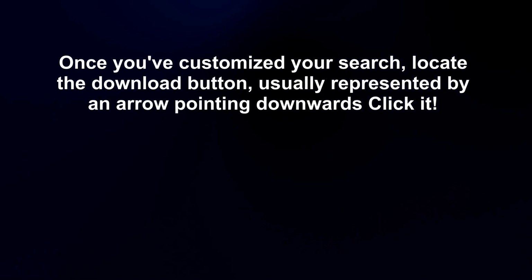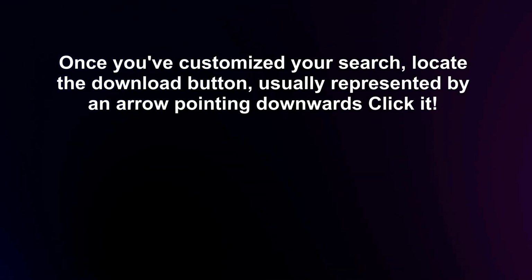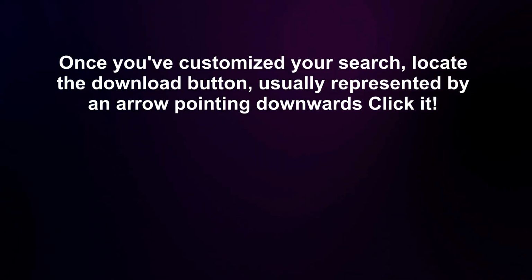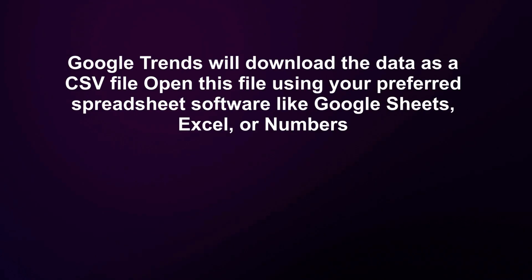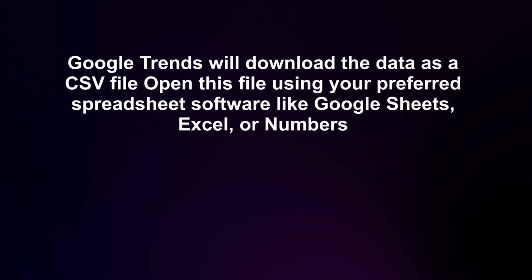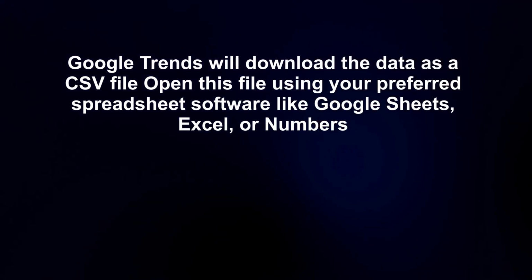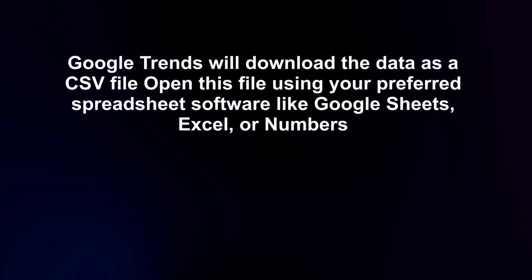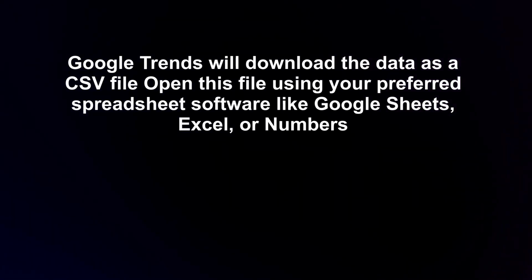Once you've customized your search, locate the download button. Usually represented by an arrow pointing downwards, click it. Google Trends will download the data as a CSV file. Open this file using your preferred spreadsheet software like Google Sheets, Excel, or Numbers.